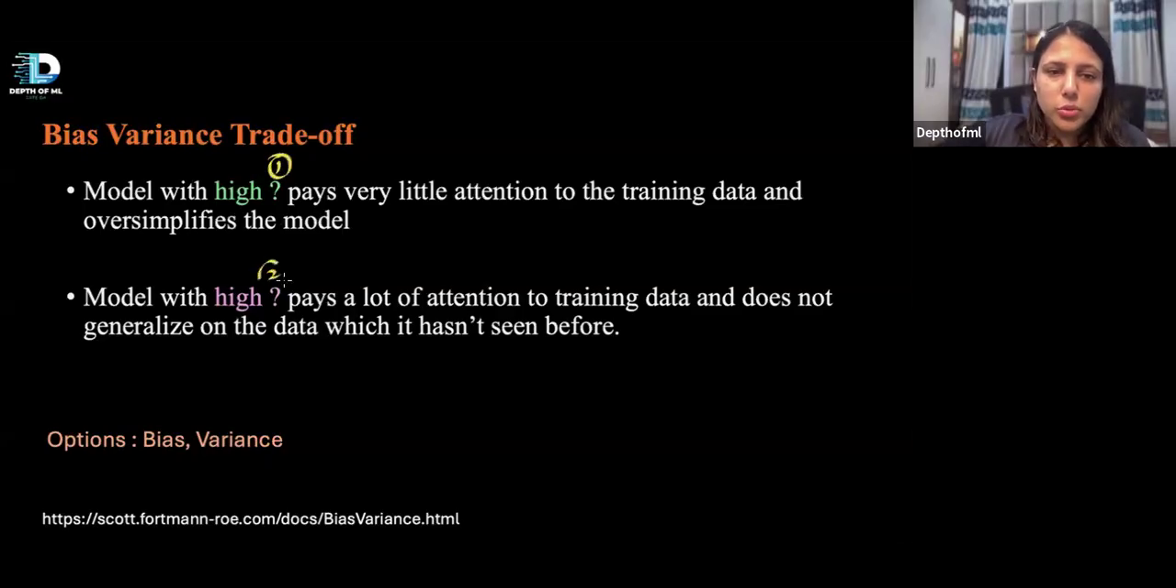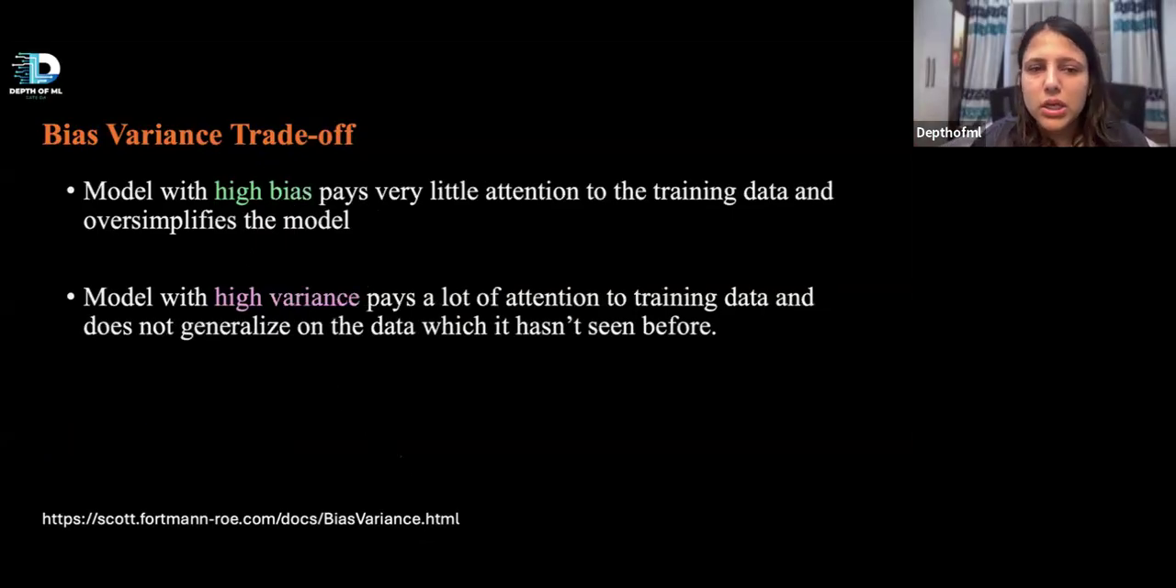Let me call this option 2. So what will be the answer in option 1 and option 2? Okay, fine. So the correct answer is actually bias. High bias models pay very little attention to the training data and they oversimplify the model. And high variance pays a lot of attention to the training data, and hence you will see a lot of fluctuations in your prediction values.